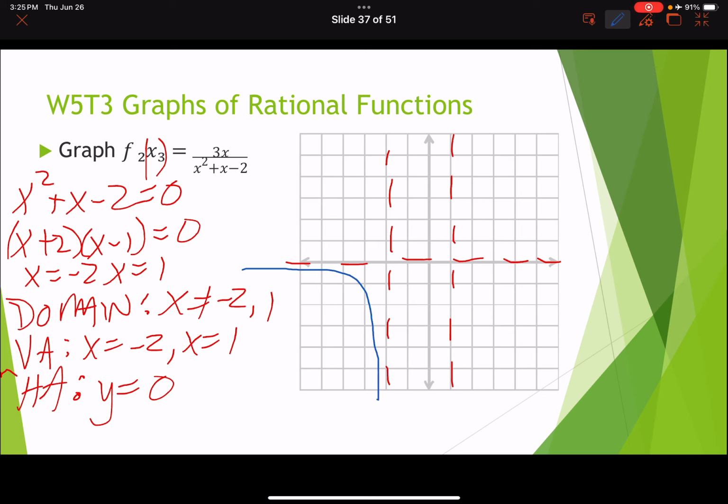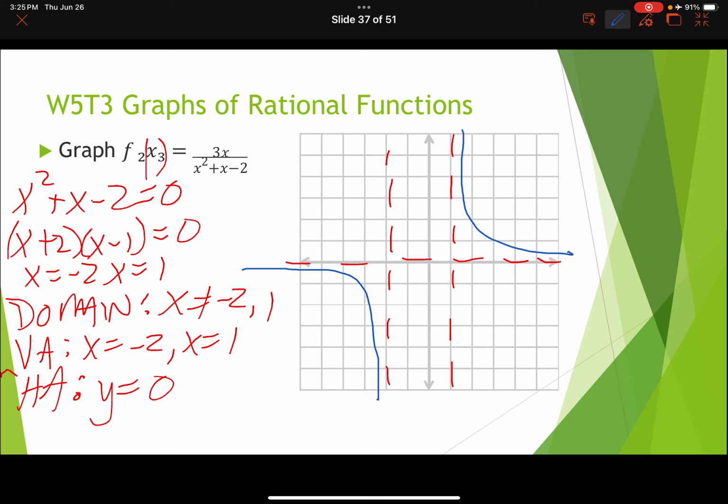Okay? Let's figure out what happens to the right of x equals 1, the other vertical asymptote. So let's put in 2. If you put in 2, you get 3 times 2 is 6 in the numerator. You get 4 plus 2 minus 2, which is going to be 4. So we get positive over positive. We're in the positive. So this one's going to look like this, like that.